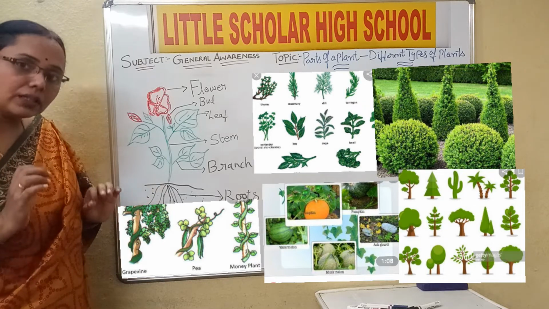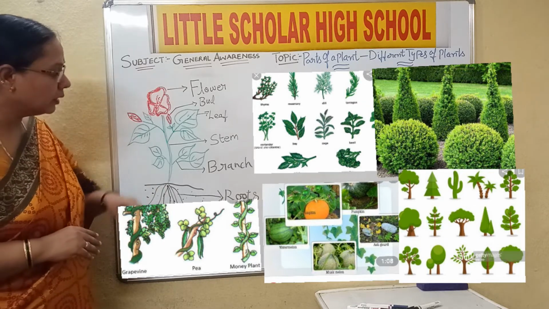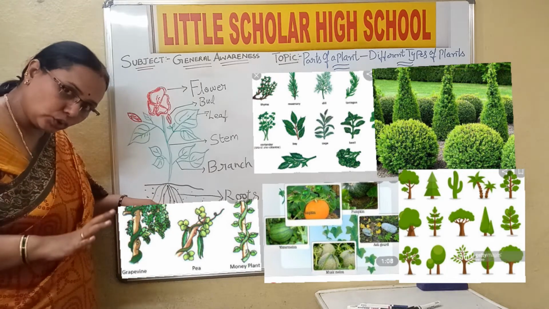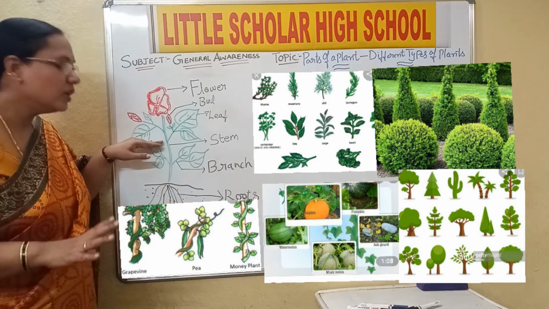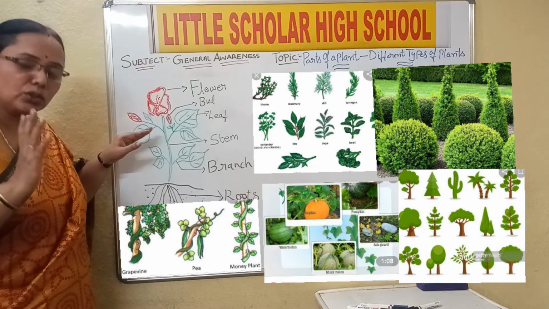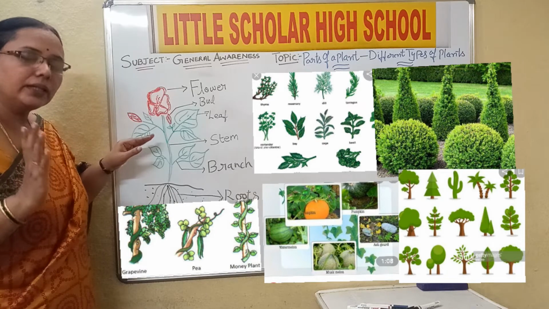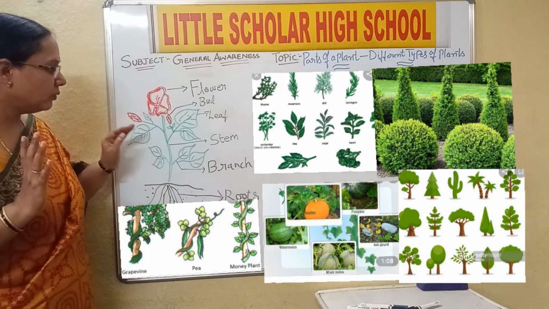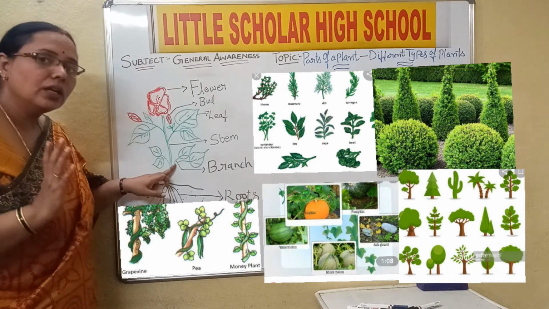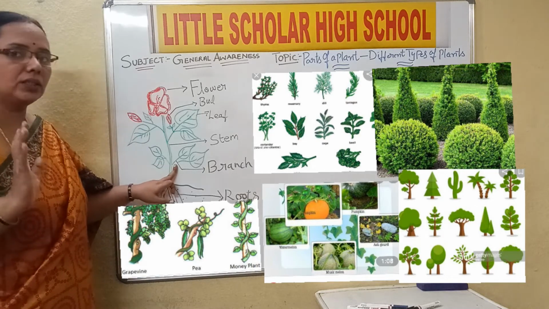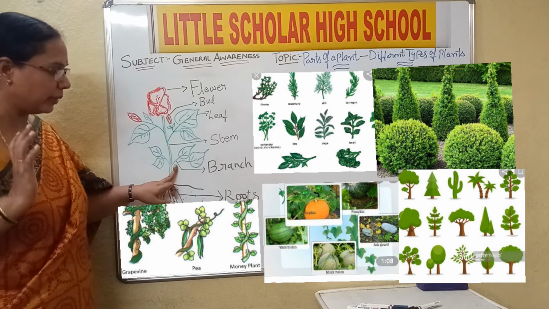Okay, children, so what are the different parts of a plant? Roots, which will fix the plant in the soil. Then the stem, which makes the plant stand straight. Then we have the branches. There will be many branches.